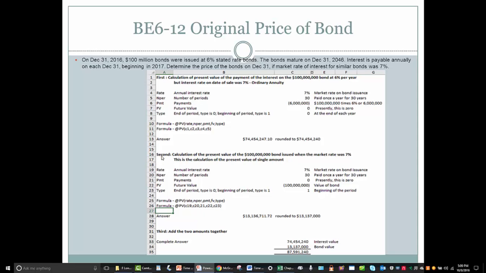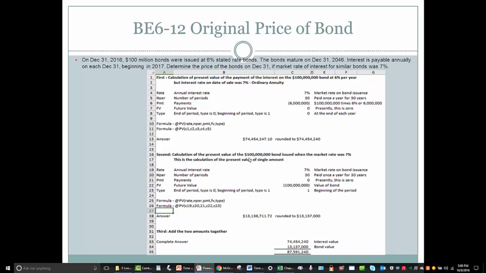Secondly, we want to look at the present value of a single amount, which is the face value of the bonds at $100 million. So this is not the interest stream calculation. This is the other component of the bond, because at the end of the 30 years, they're going to be giving back the bondholders the $100 million, plus all of the interest they earned every year for 30 years.